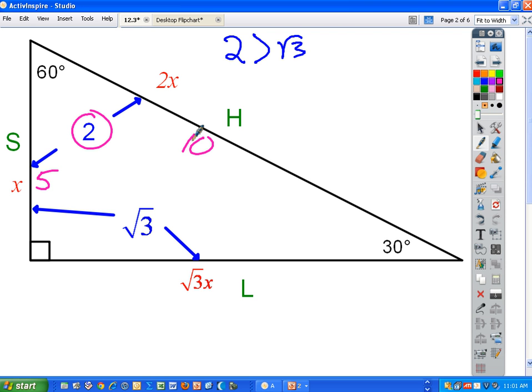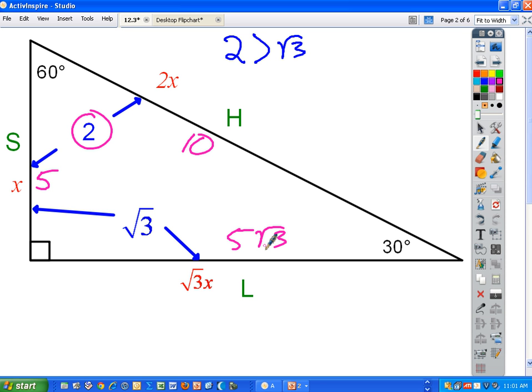Okay, what's the length of the long leg? Yeah, I'm going to multiply 5 this time by the square root of 3 to get a bigger answer, because that's a longer side, right? So 5 times the square root of 3, or 5 radical 3. Now I've got all 3, okay?